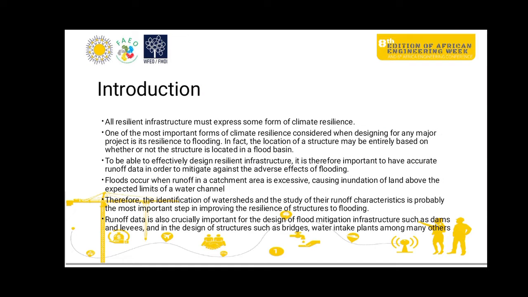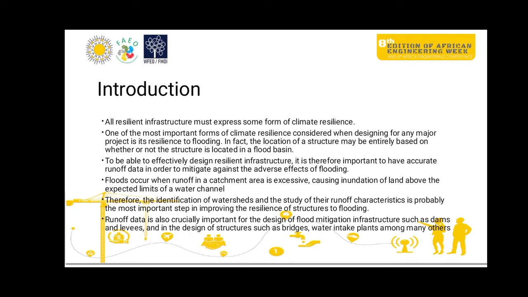So the introduction, we know that all resilience infrastructure must express some form of climate resilience. One of the most important forms of climate resilience considered when designing for any major projects is its resilience to flooding. In fact, the location of a structure may be entirely based on whether or not the structure is located in a flood basin. For those who are familiar with this, we know that the 100-year flood is normally considered for this. So to be able to effectively design resilient infrastructure, it is therefore important to have accurate runoff data in order to mitigate against the adverse effects of flooding.